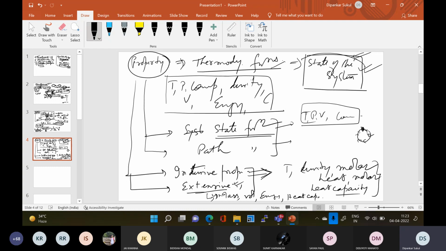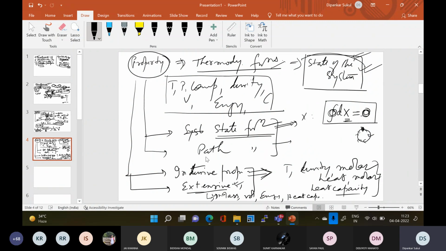That's why it is said that if a state function is x, then the total change for the whole cycle for that state function x is equal to 0. This is a very important concept for state function. The total change of any state function for the whole cyclic process is equal to 0, because the system is coming back to its initial state.